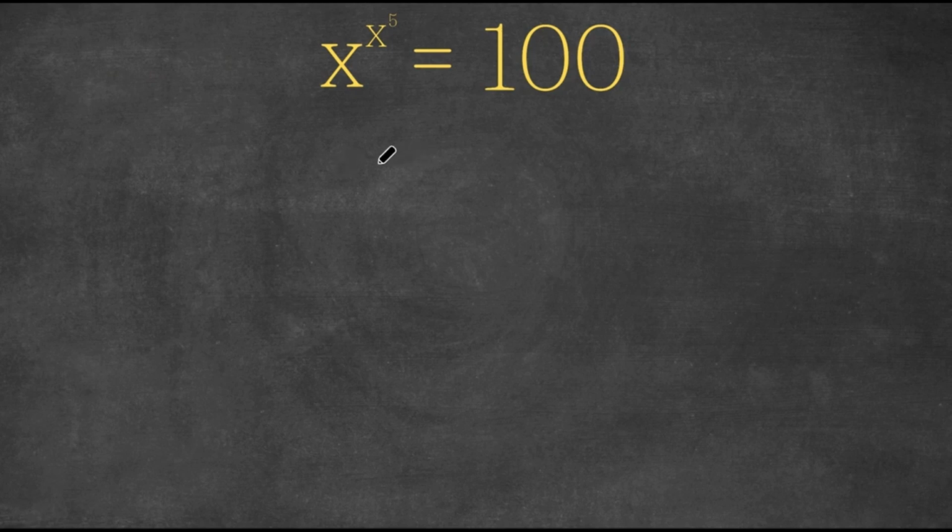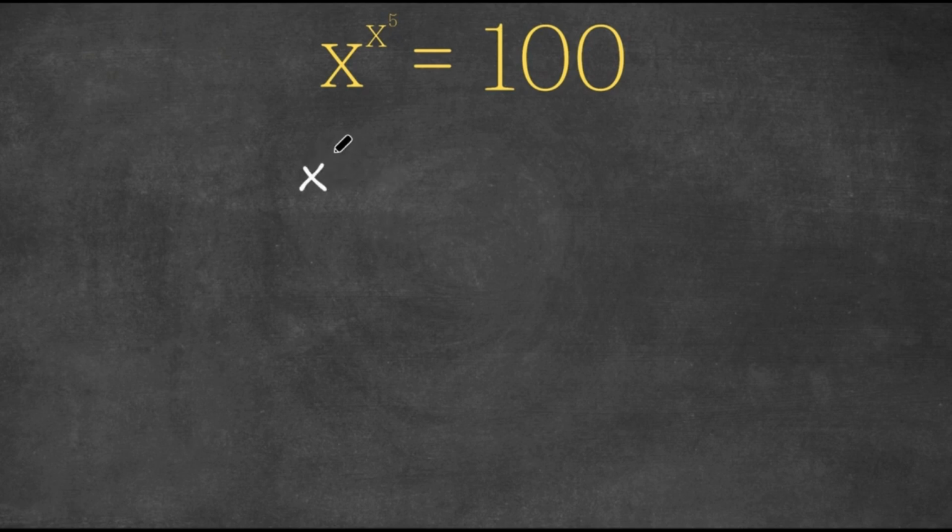In today's video, I'm going to be teaching you guys how to solve this exponential equation. So we have x to the power of x to the power of 5 is equal to 100. Now what I'm first going to do is take the power of 5 on both sides.